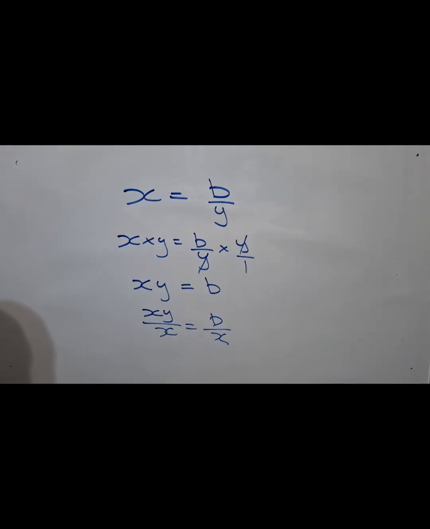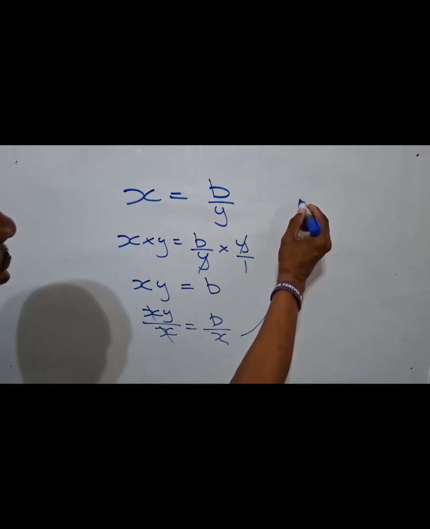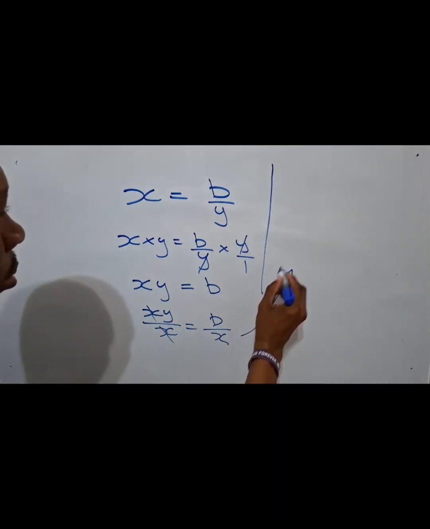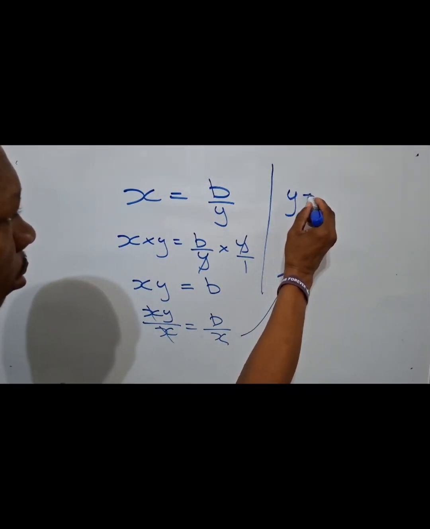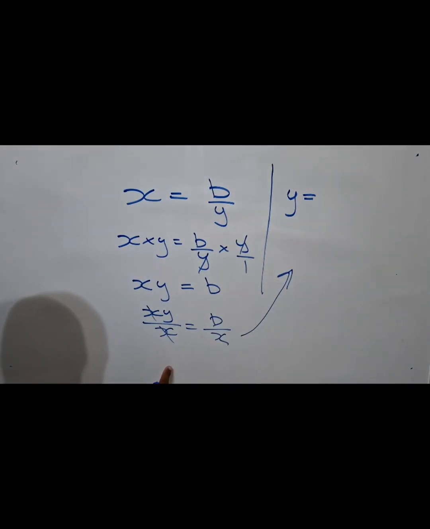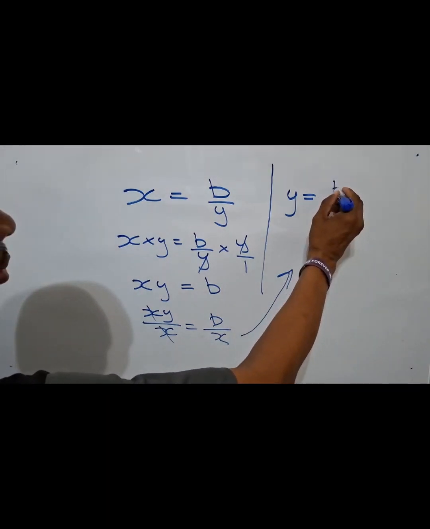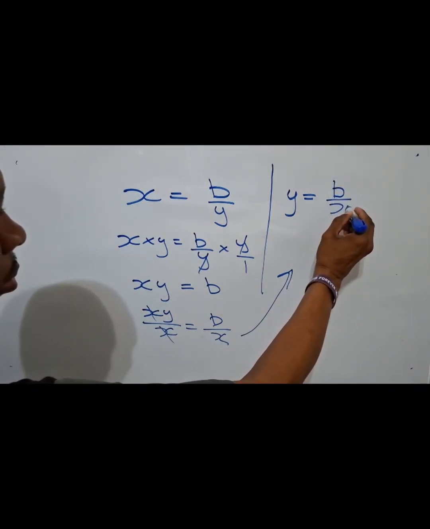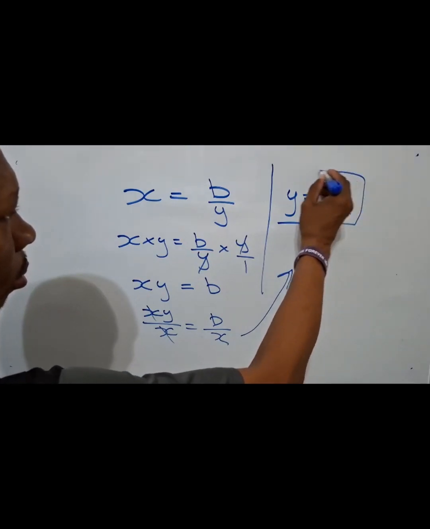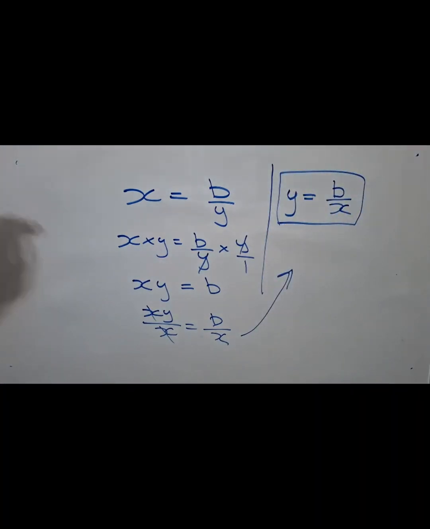So now we have xy over x is equal to b over x, which is the same thing as saying we cancel those x's. So we have y is equal to b over x. Nothing hard at all. Always remember this. If you have something that you need to get rid of, you do the opposite. We'll be doing some more so you can get the full gist of what is taking place.